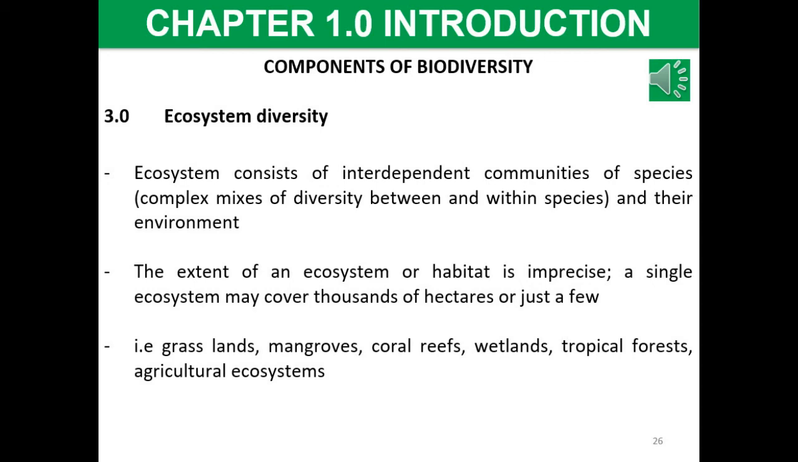And also, if you have two different ecosystems, it is very difficult to delineate or define the boundary that differentiates the two ecosystems. So for example, you have the river, which is a freshwater ecosystem, and that river is leading to the ocean, which is a marine ecosystem. There is no line saying that this is a freshwater ecosystem and that is a marine ecosystem.